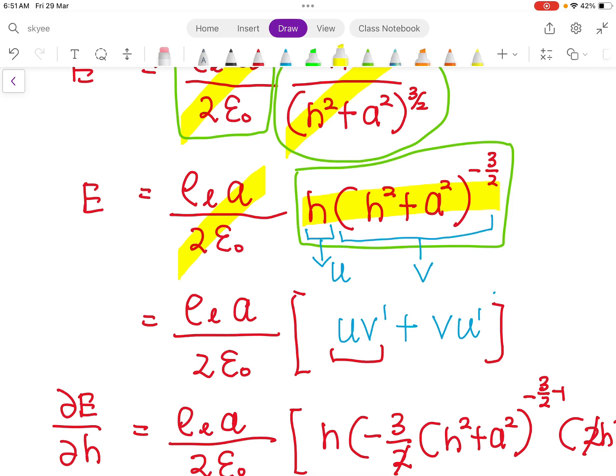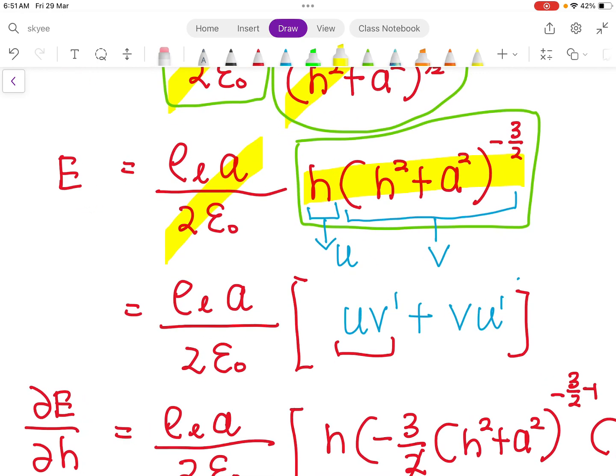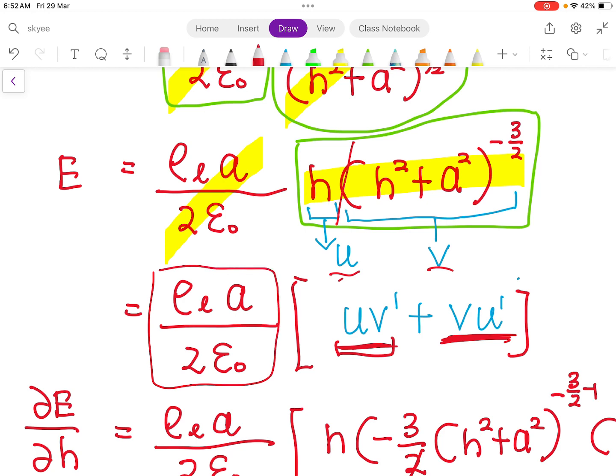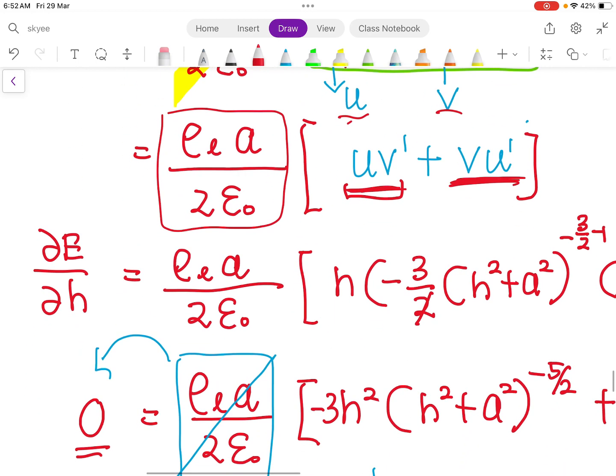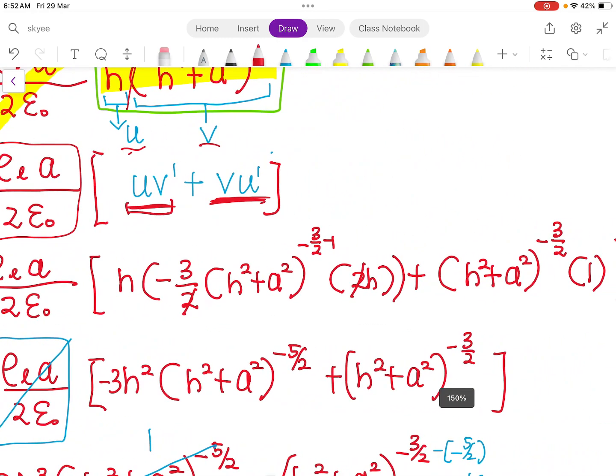Product rule, you still remember? We have learned it last semester. So I split this into two parts. One is U, the other is V. The product rule is you take the U multiplied with the V prime, and then V multiplied with the U prime. And this part remains the same, because it is constant. So I do the differentiations.